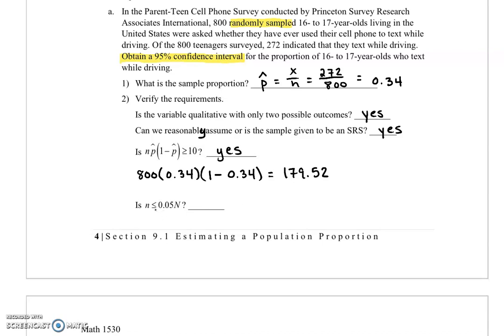And is the sample size less than 5% of the population size? Well, we're talking about surveying teenagers in the United States, and we surveyed 800 of them. The whole population of the U.S. is somewhere around 350 million. So I'm going to say that yes, we can assume that 800 teenagers is less than 5% of all the teenagers in this country.